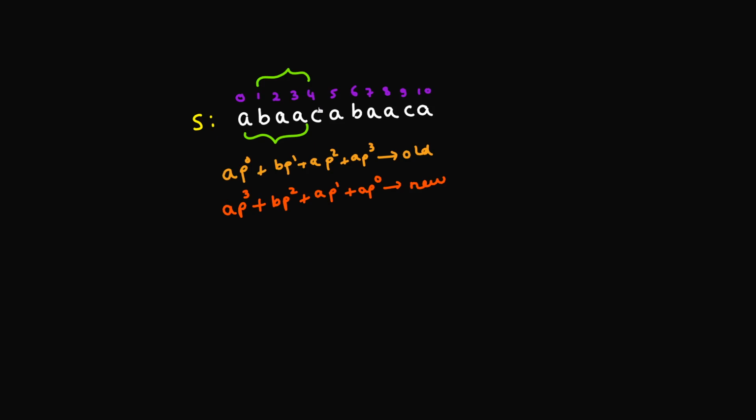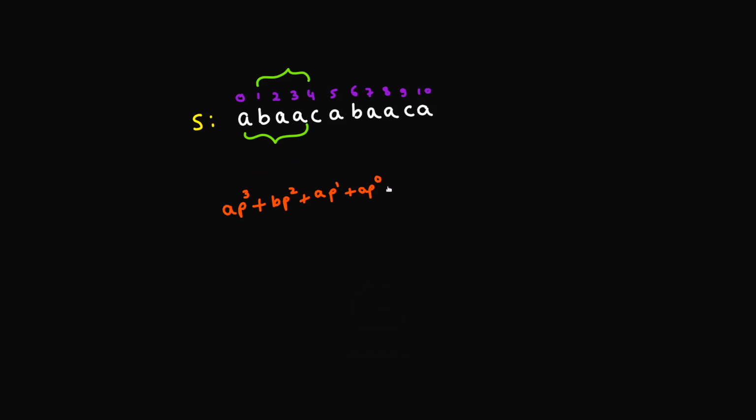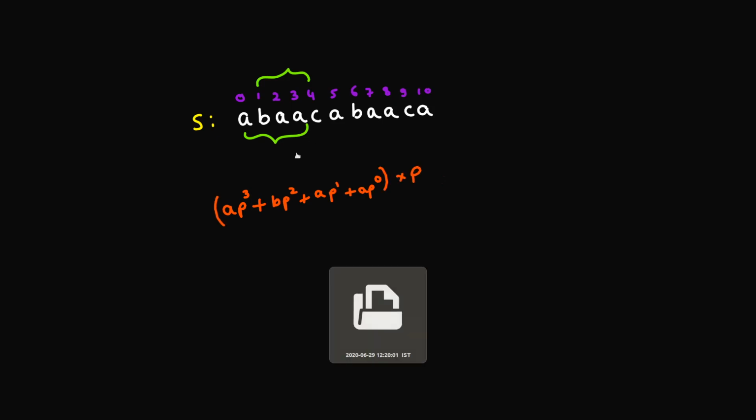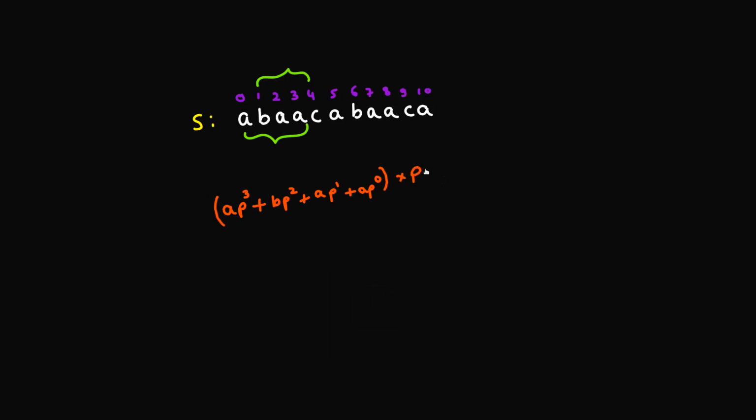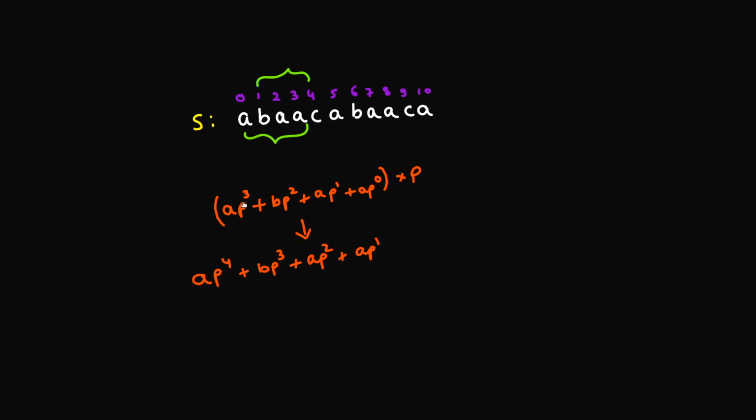What I can do here is consider this section only, this new hash that we have. What modifications need to be done here so that I can obtain the hash of BAAC? First thing I can do is multiply this whole thing by p. That's not a problem at all. We can just take the prime and multiply the current hash that we have. Since we multiplied this whole thing by p, we'll be obtaining something like this: a times p raised to the power 4 plus b times p raised to the power 3 plus a times p raised to the power 2 and a times p raised to the power 1.